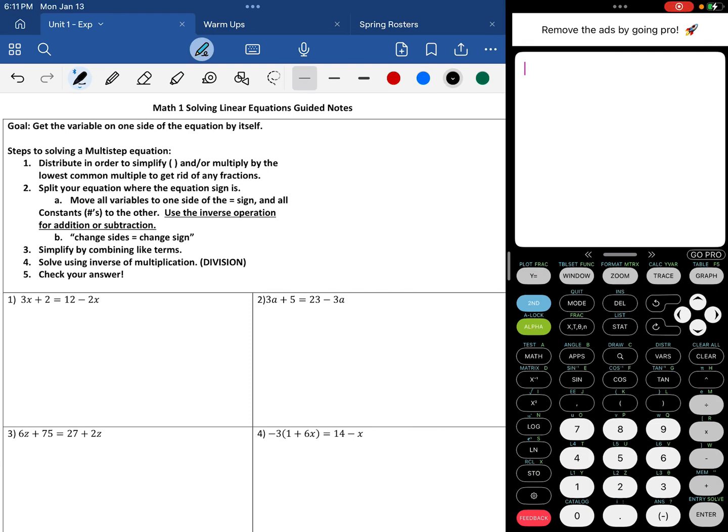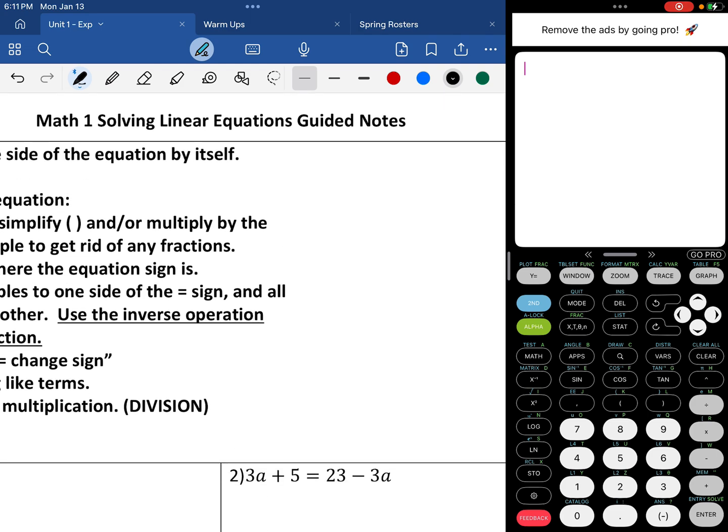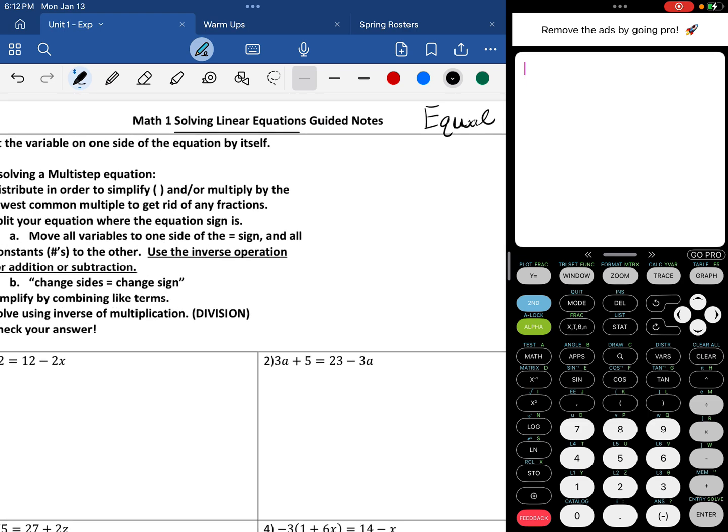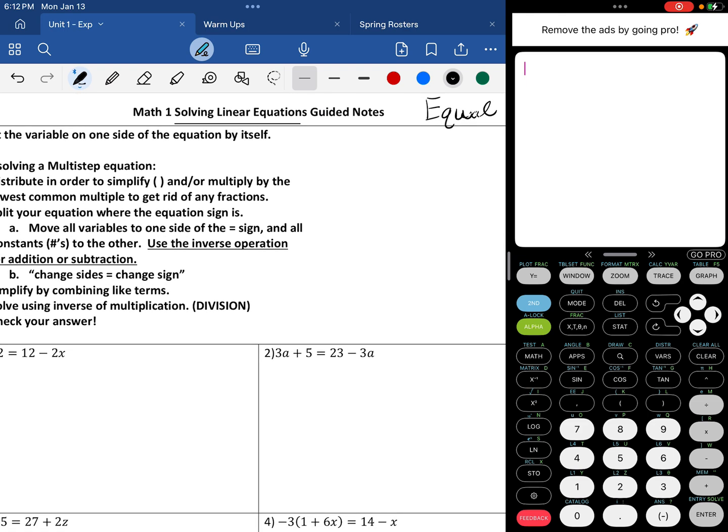Hi everybody, we are going to go over our next topic, which is going to be solving linear equations. And when you see that word equations, we have to think about the word equal, E-Q-U-A-L. When you see the word equations, that means that there's going to be an equal sign somewhere within it. If there is not an equal sign, that would be an expression, which is what we've talked about previously.